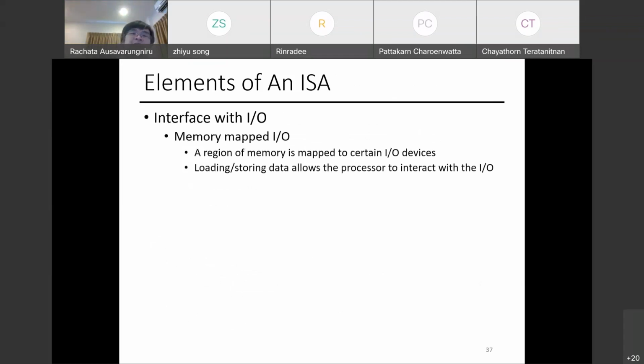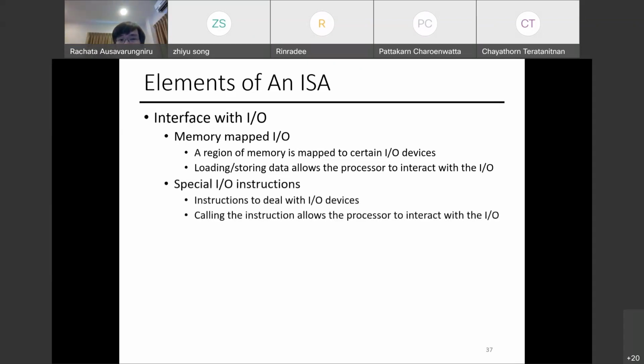And as I said, things like how do you deal with I/O? Some ISAs support memory-mapped I/O, right? You can map a region of your memory to certain I/O devices, like your monitor. You can have special I/O instructions that deal with some of the special devices, like network cards, right?